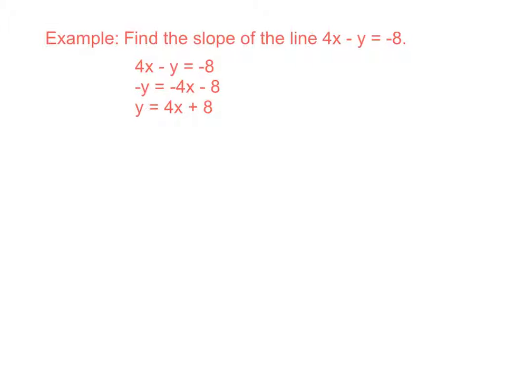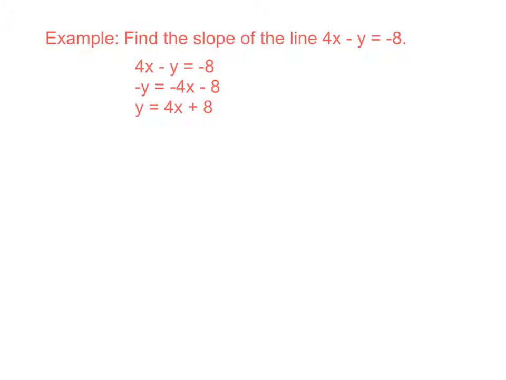So we start with the equation 4x minus y equals -8, and the first thing we're going to do is subtract 4x from both sides. That leaves us with -y equals -4x minus 8. Then we're going to divide by -1 to get rid of the minus in front of the y, and that's going to give us y is equal to 4x plus 8.